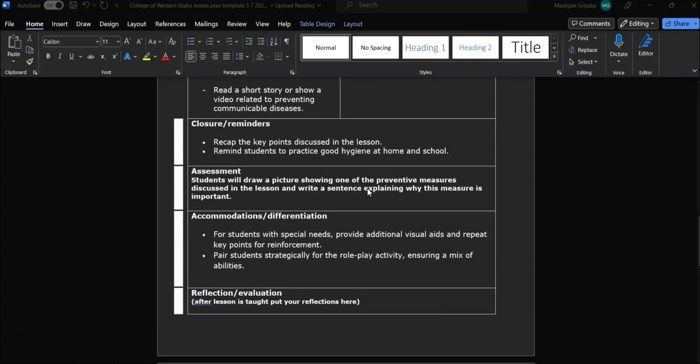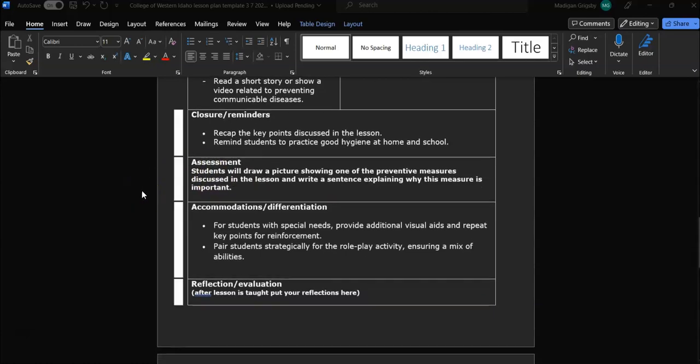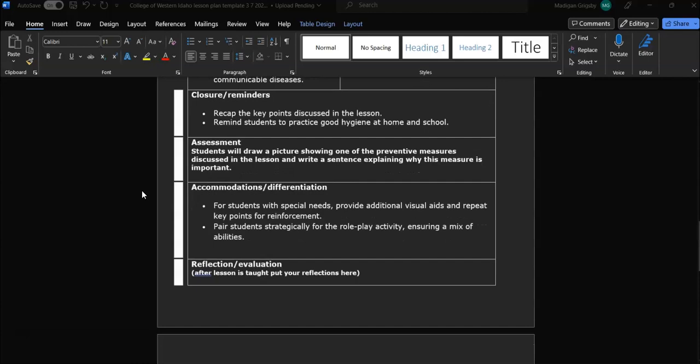For closure and reminders, recap the key points discussed in the lesson, and remind students to practice good hygiene at home and at school. For the assessment, students will draw a picture showing one of the preventative measures discussed in the lesson and write a sentence explaining why this measure is important. For checking for understanding, during the lesson I will use a role-play activity where students will pair up and demonstrate proper preventative measures. This will allow me to observe their understanding and application of the concept discussed.